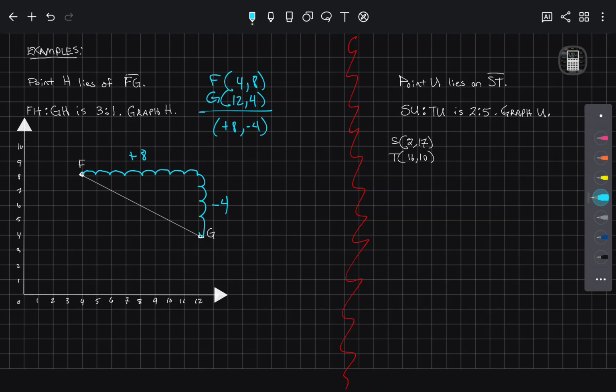Now that we have 8, negative 4, we have to remember we're finding a 3-to-1 ratio, and we're trying to find H. That means where the 3/4 of that line segment ends will be point H. So we have to take 3/4 of everything right there. So 3/4 of 8: well, 8 divided by 4 is 2. So we have 3 of those, 2, 4, 6.